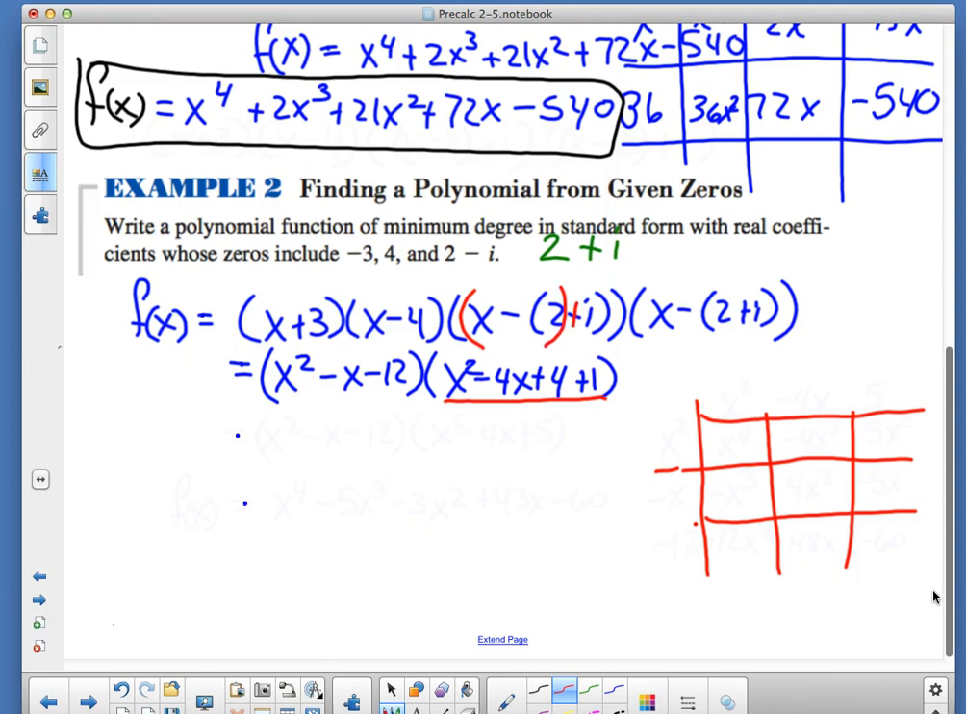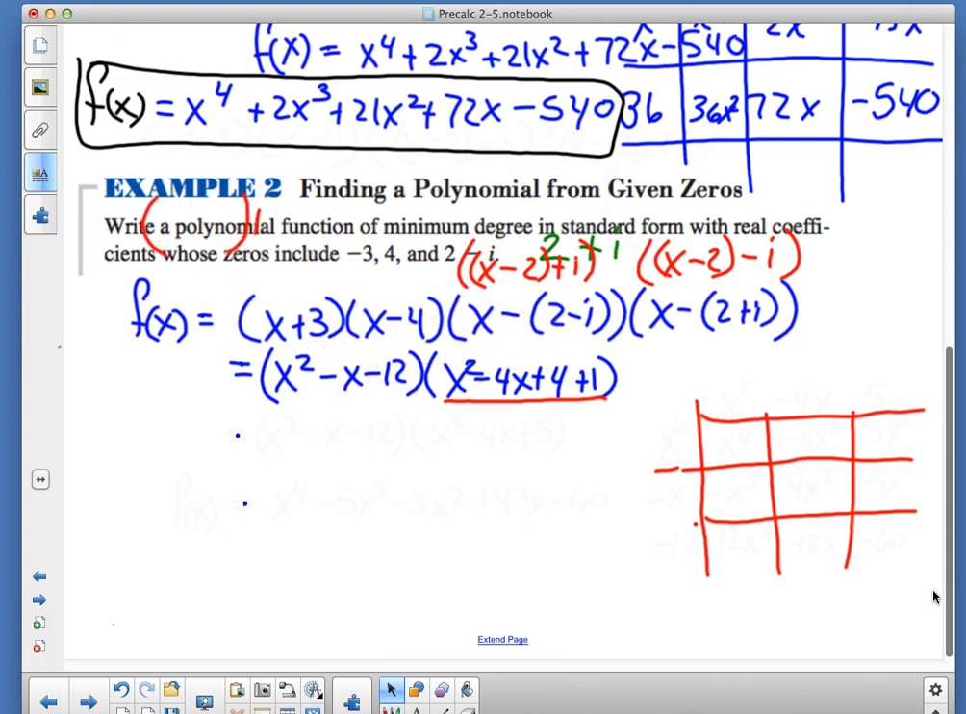Because if I distribute my negative, this is going to be x minus 2 plus i. And if I distribute the negative in this next one, I've got x minus 2 minus i. Are you in agreement so far? All I did was distribute the negative here. Maybe this is kind of confusing, but I took this there and there, and I took this there and there.